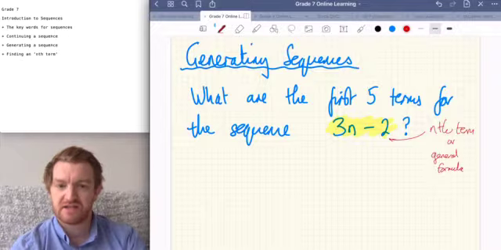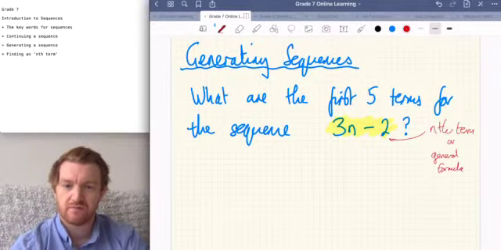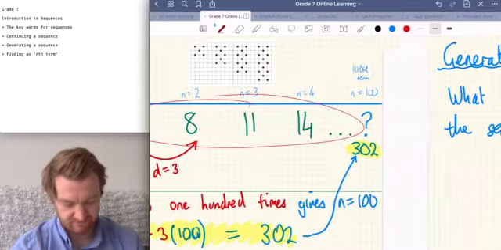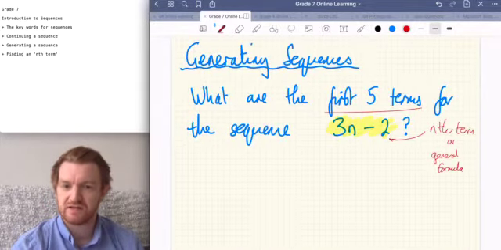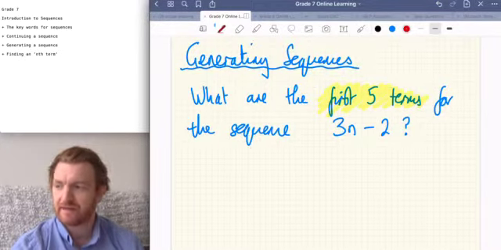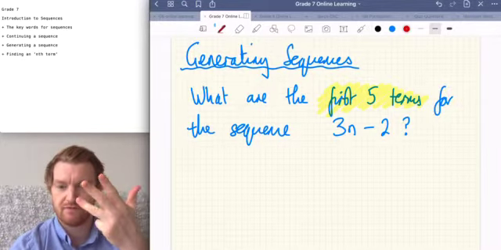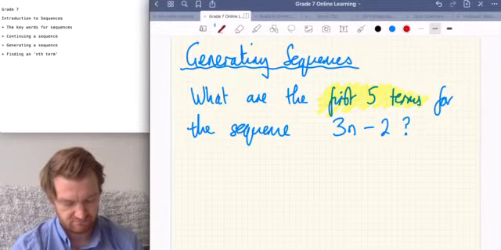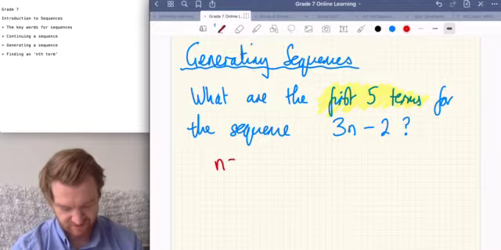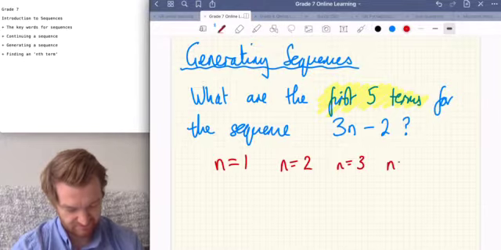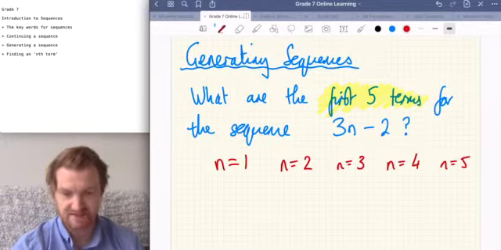So we have a sequence, we know it's going to be 3n minus 2, and I want to know what the first 5 numbers are. So what do we need to do? Well, the first thing we know is it's going to be the first 5 terms. If you think about counting, you have the first, second, third, fourth, fifth. So we can do the same thing with our sequence. We can say the first number, n is 1. The second number, n is 2. The third number, n is 3. The fourth number, n is 4. And the fifth number, n is 5.